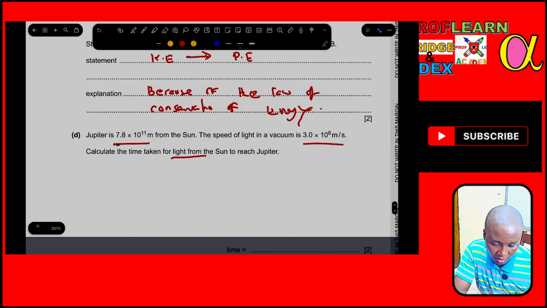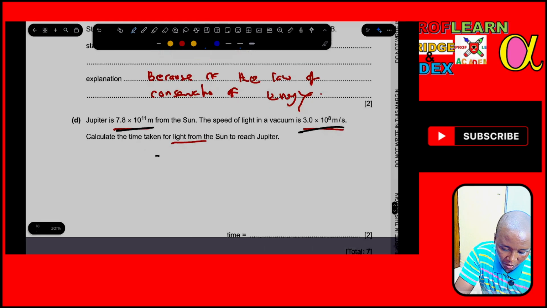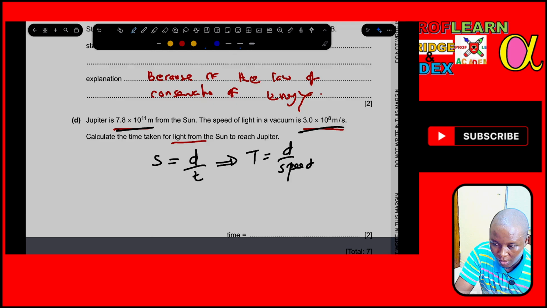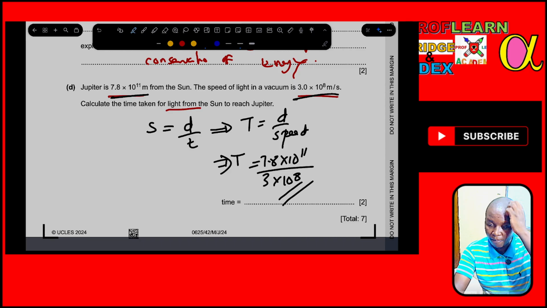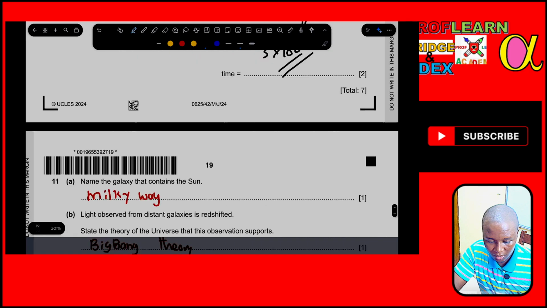Jupiter is this distance from the sun. The speed of light in a vacuum is that. We are supposed to calculate the time taken for light from the sun to reach Jupiter. So we know that speed is equal to distance over time. Then it means that time is equal to distance over speed. So candidates were supposed to say time is equal to the distance, which is 7.8 times 10 raised to power 11, divided by the speed, which is 3 times 10 raised to power 8. And if you put this in the calculator, you will get your answer as shown there.